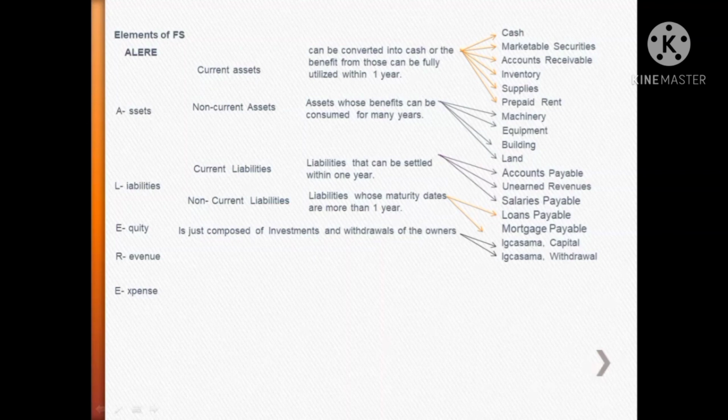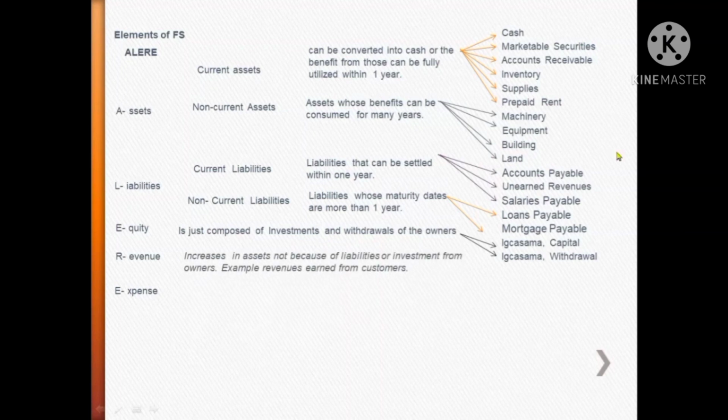Next is revenues. There are a lot of revenue accounts, but before we go to the sample accounts, let's first define revenues. These are increases in assets, but not because of borrowing funds or investment from owners. Examples are revenues earned from customers. When you earn revenues from customers, of course, your assets will increase, but not because of borrowing funds from, let's say, for example, a bank or investment from owners, right?